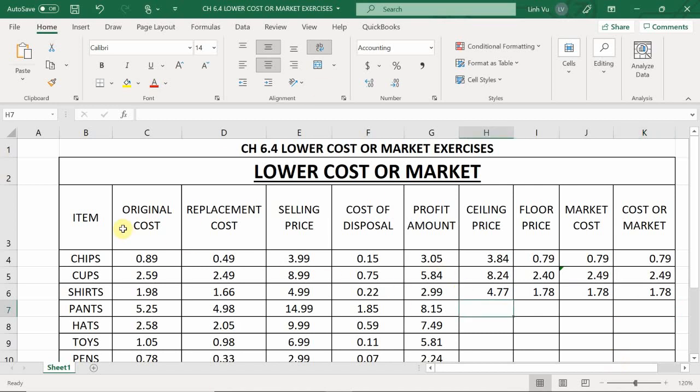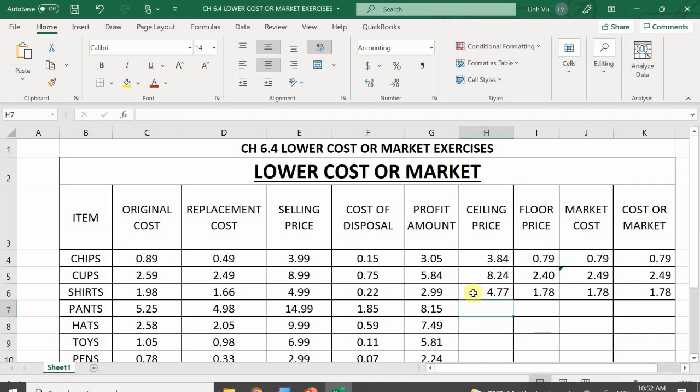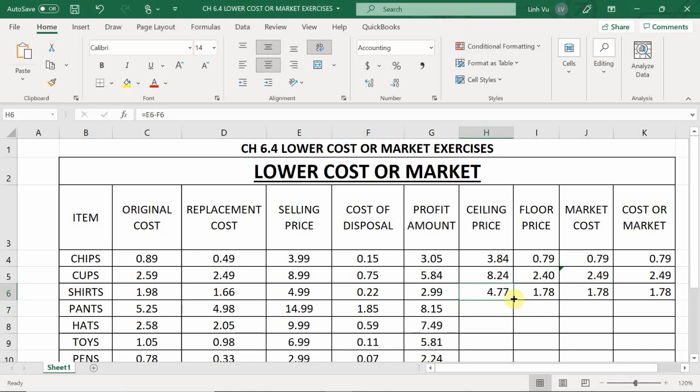So once again, how do I solve for my ceiling? Selling minus cost of disposal, so 14.99 minus 1.85 is 13.14. Okay. How do I solve for my floor? Ceiling price minus amount of profit. Okay. So 13.14 minus 8.15, which is $4.99.